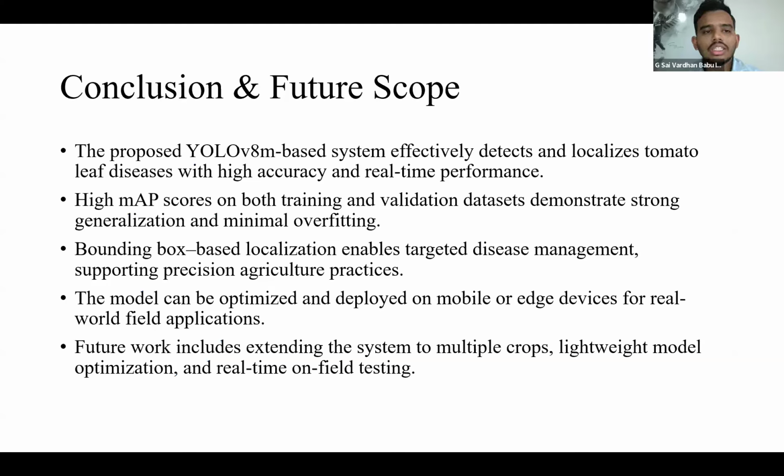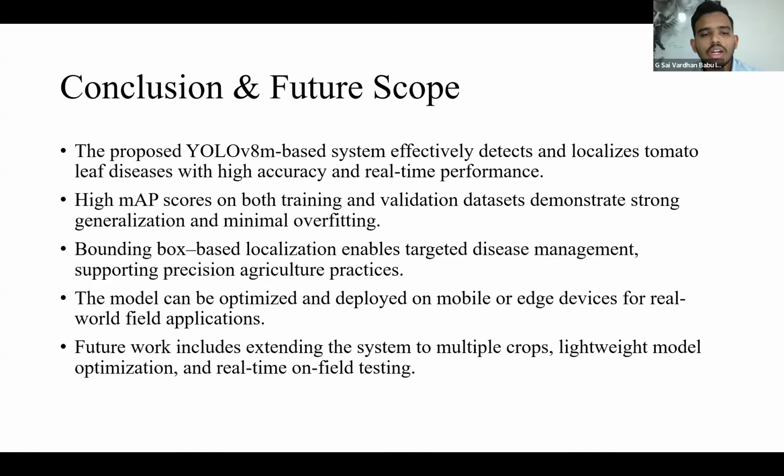Now, concluding our research work, we have proposed this YOLO V8M model to effectively classify the diseases along with bounding boxes. So these high MAP scores in both training and validation demonstrate a strong generalization, and there is no scope for a lot of overfitting.